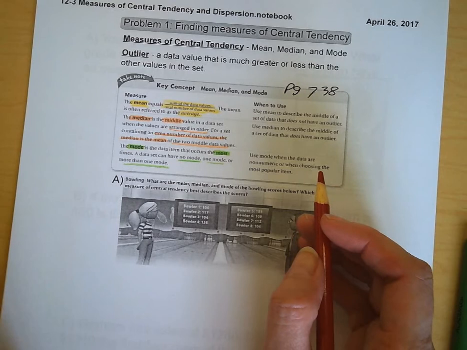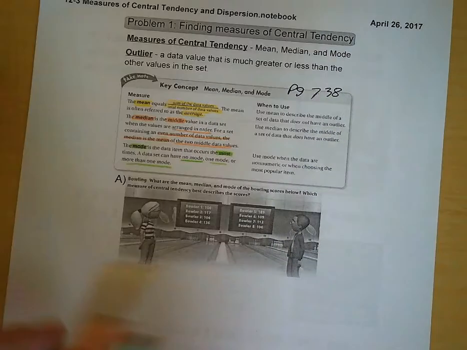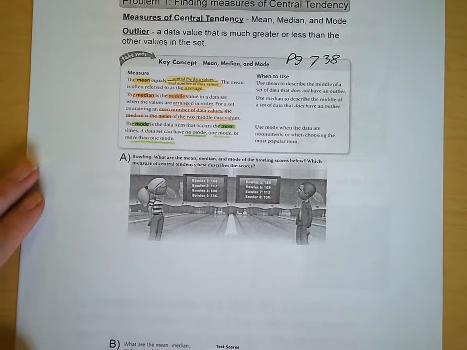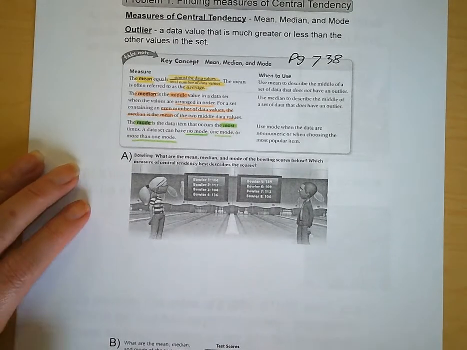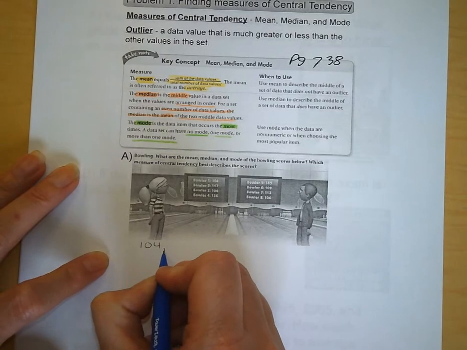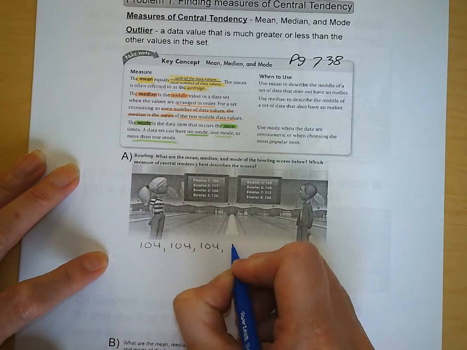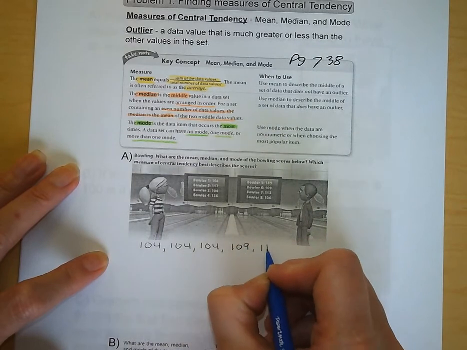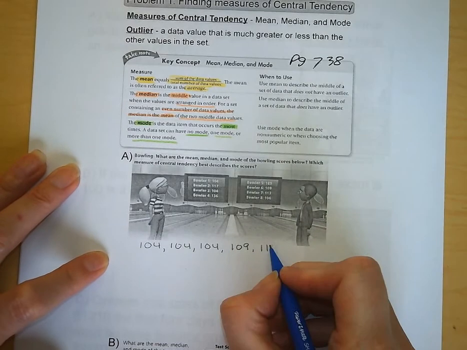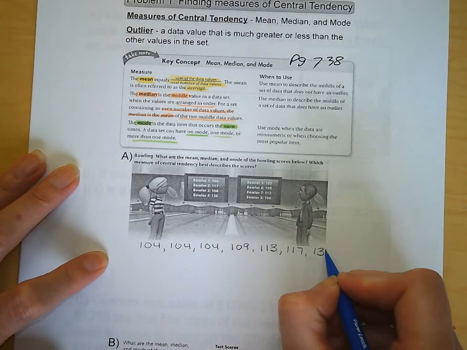So our first question is a list of bowling scores. We want to know the mean, median, and mode of the bowling scores listed below. We want to talk about which one best describes that data. So our first step is going to be to put these numbers in order. So we've got 104, 104, 104, 109, 113, 117, 136, and 189.